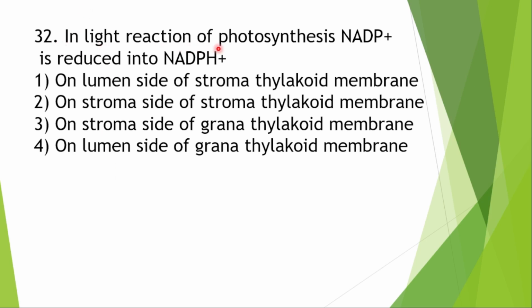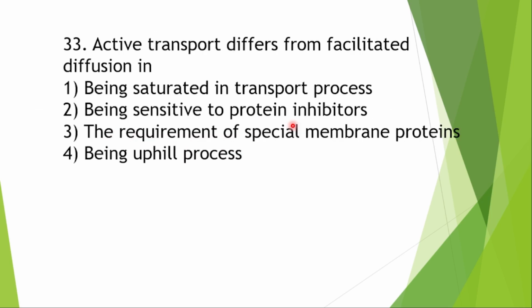32. In light reaction of the photosynthesis, NADP plus is reduced into NADPH on: lumen side of the stroma thylakoid membrane, stroma side of the stroma thylakoid membrane, stroma side of the grana thylakoid membrane, and fourth one, lumen side of the grana thylakoid membrane. Here the right option is 3, that is on the stroma side of the grana thylakoid membrane.